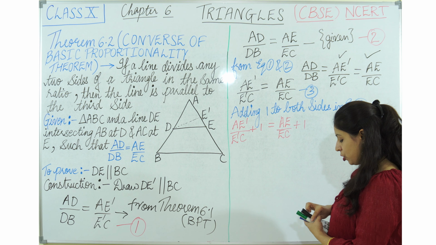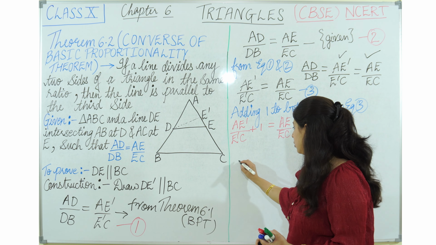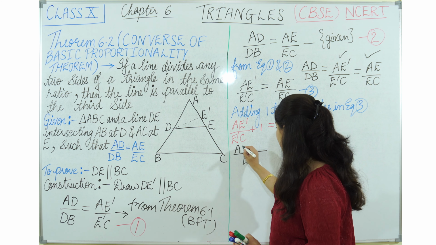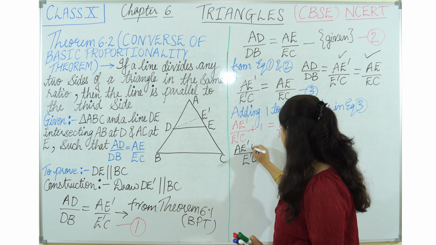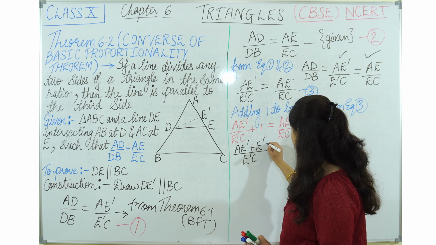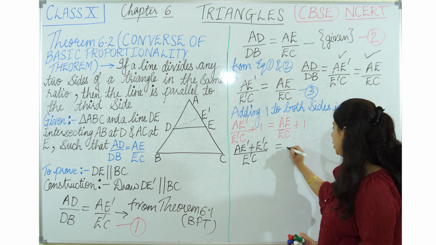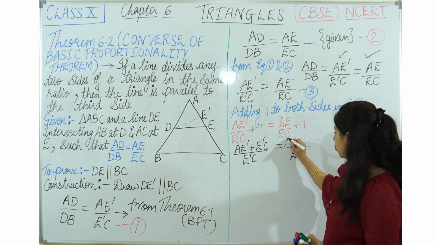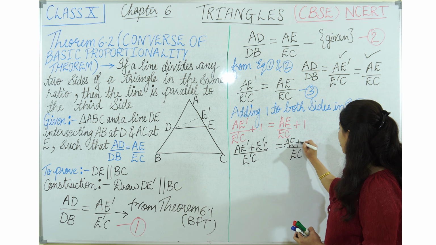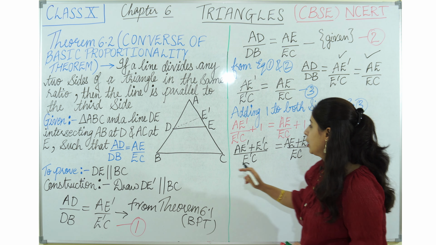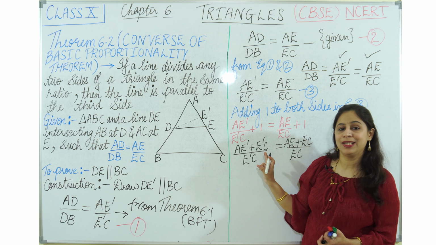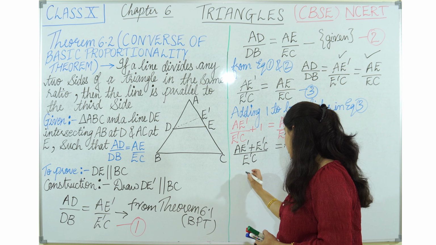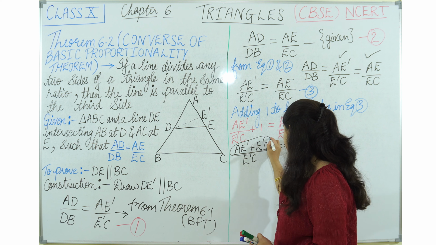Okay. So taking the LCM over here. So E dash C will be the LCM. So here we will be getting AE dash plus E dash C. Similarly, over here in the RHS also we will be taking the LCM. So we will be getting AE plus EC. Okay. So now let us see AE dash and EC dash. So AE dash plus EC dash gives us here to be AC.